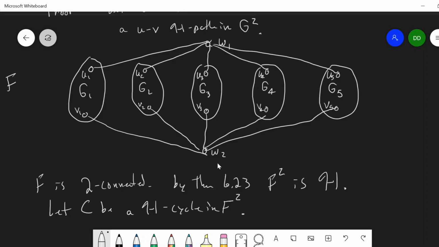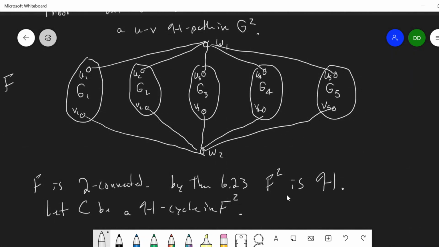So W1 and W2 must be visited on this Hamiltonian cycle C in F squared. Remember, this has the same vertex set as F. So W1 and W2 have to be visited, and so there's some edge into W1 and some edge out of W1. Same thing for W2, there's some edge into W2, some edge out of W2. So that's a total of 4 in and outs for W1 and W2. In particular, there's always going to be one copy of G such that no vertex of G is adjacent to either W1 or W2 on the cycle C.